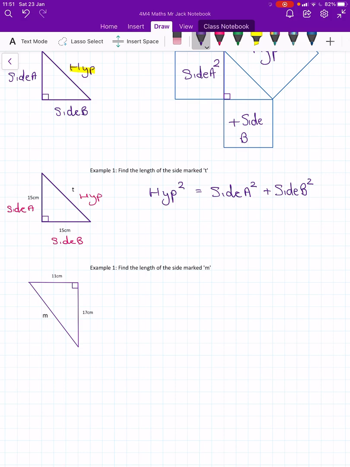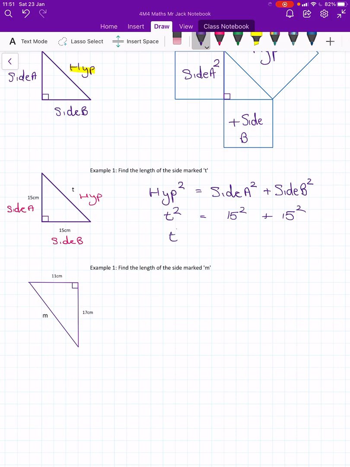The next thing you want to do is just put in the values. Now, the hypotenuse in this example is called T. So we'll call it t squared. Side A squared is equal to 15 squared, and side B, as it happens, is also equal to 15 squared. So the two sides are not always going to be the same size, they just happen to be in this question.